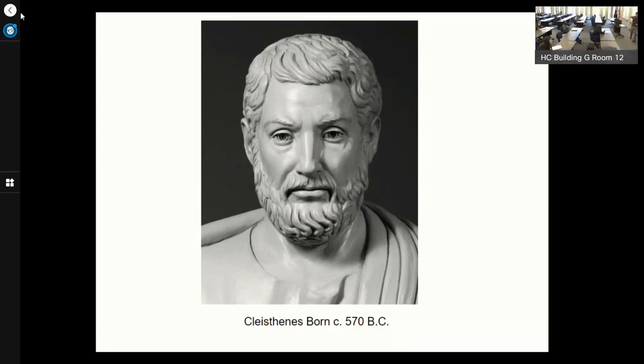I'm going to jump way ahead. You need to understand this. Hitler was elected. He was voted into power by the German people.